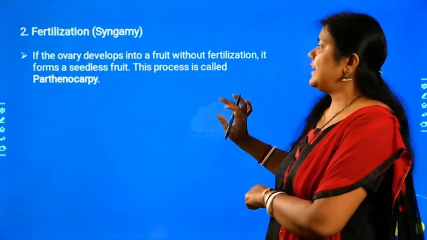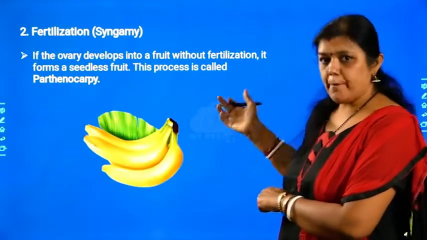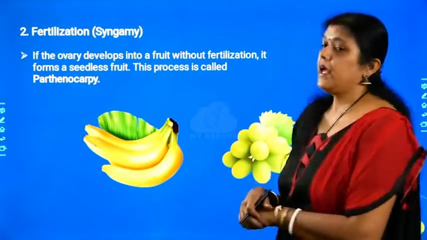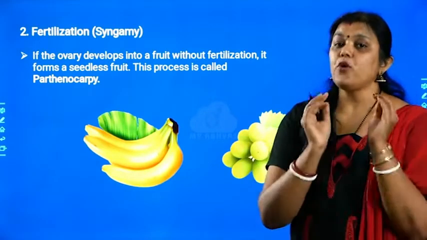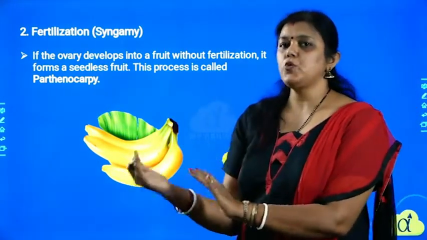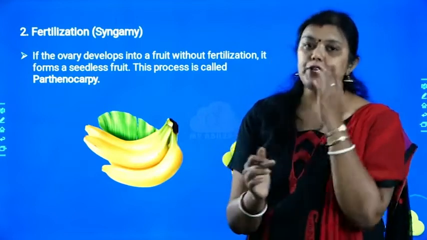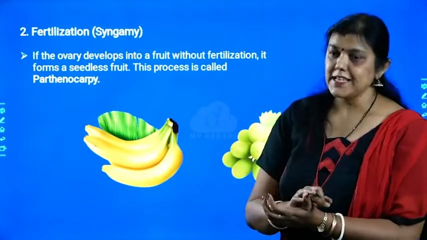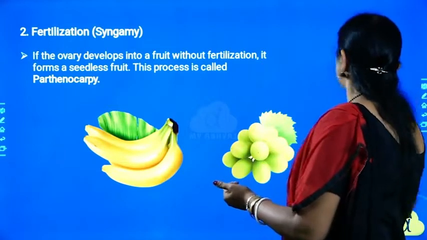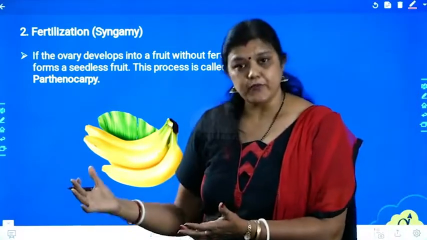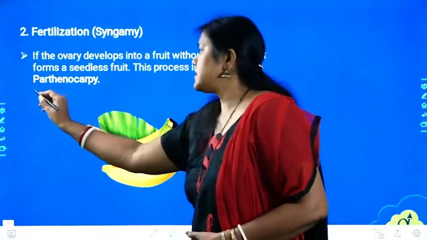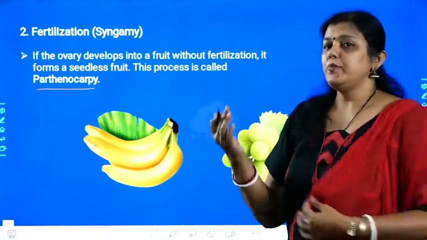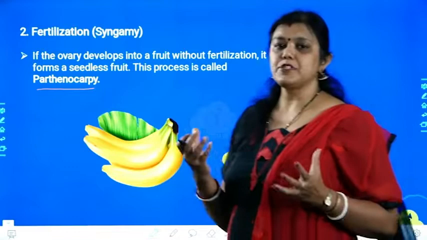Now we have the next category of example when we talk about fruits. In case of fruits, if an ovary develops into a fruit directly without any fertilization, then that is called parthenogenesis, and the fruit developed in this process is called a parthenogenic fruit, and this process is called parthenocarpy.